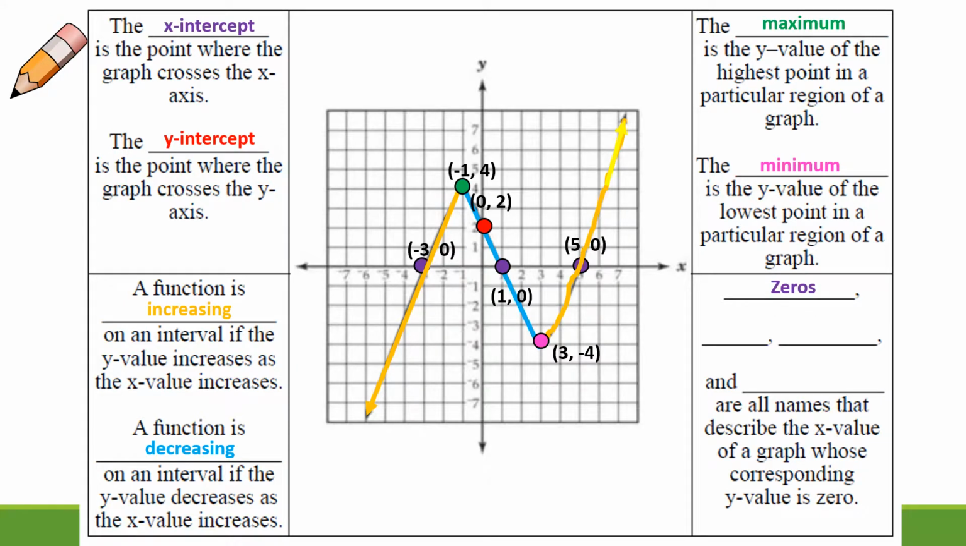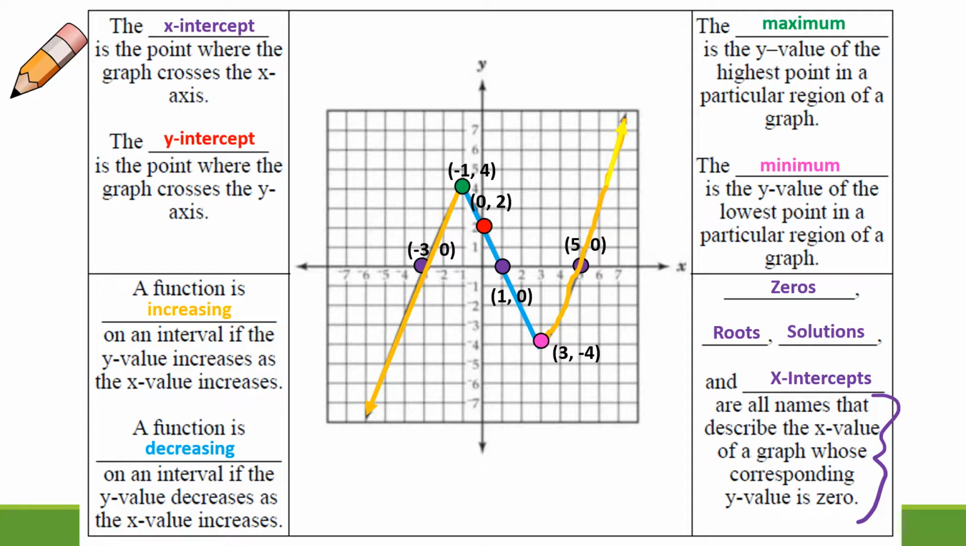Okay, the last little flap is talking about zeros, roots, solutions, and x-intercepts. Those words are all interchangeable, you guys. Zeros, roots, solutions, and x-intercepts are all the names that describe the x value of a graph whose corresponding y value is 0. Whenever I use the word zero, root, or solution, this is the same definition for all of them. They all go back to x-intercepts, so the x value when the corresponding y value is 0.